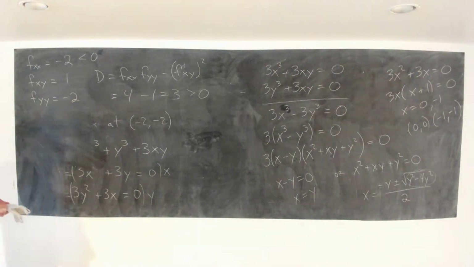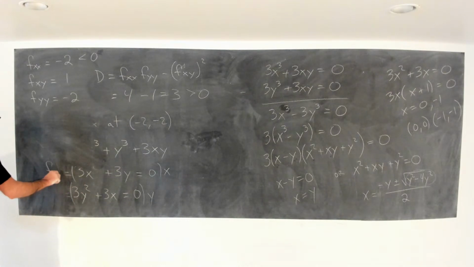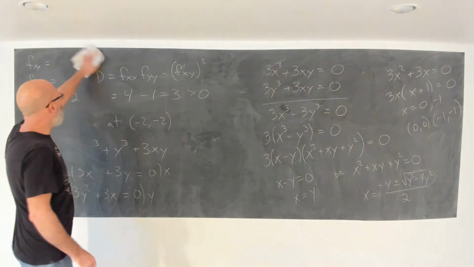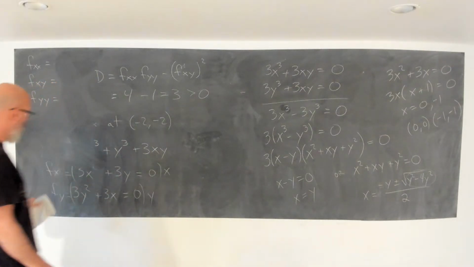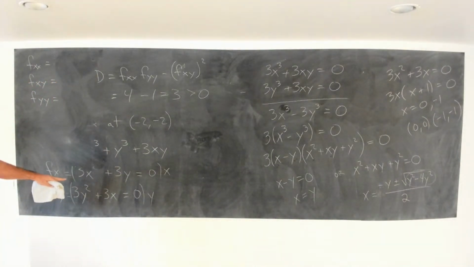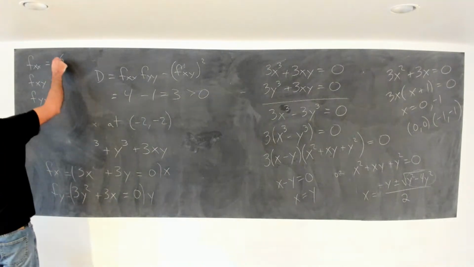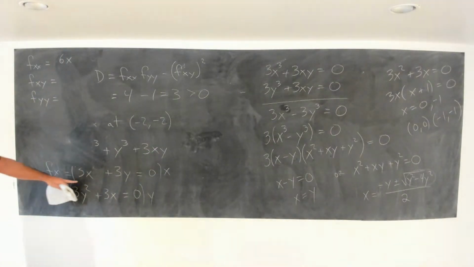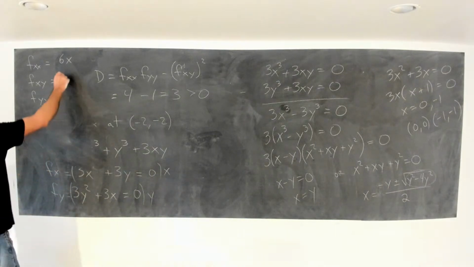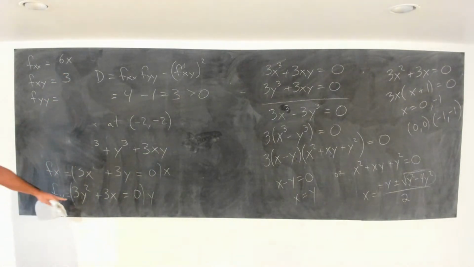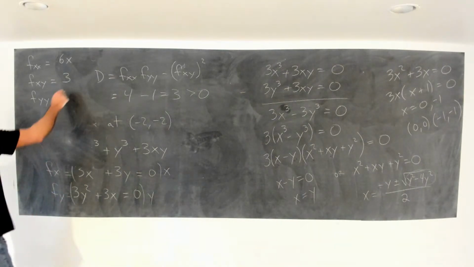Oh, I should have kept that. This was fx and this was fy. Let's look at fxx. If you differentiate this with respect to x, we get 6x. If you differentiate this with respect to y, we get a 3. And if you differentiate this with respect to y, we get a 6y.